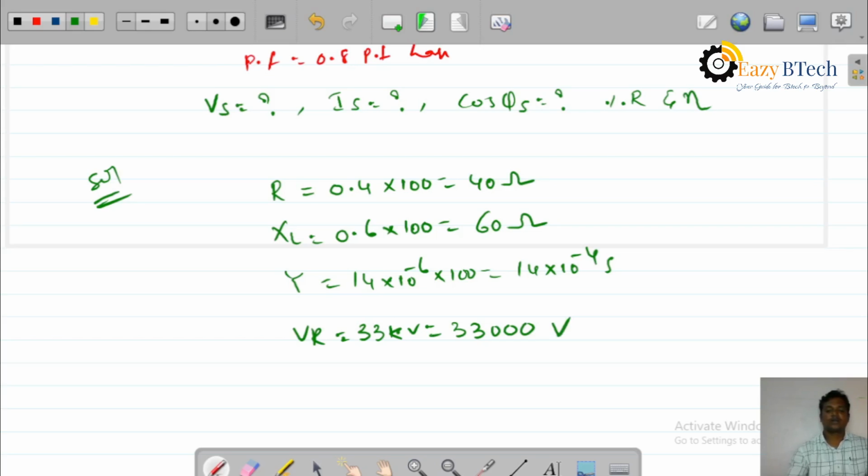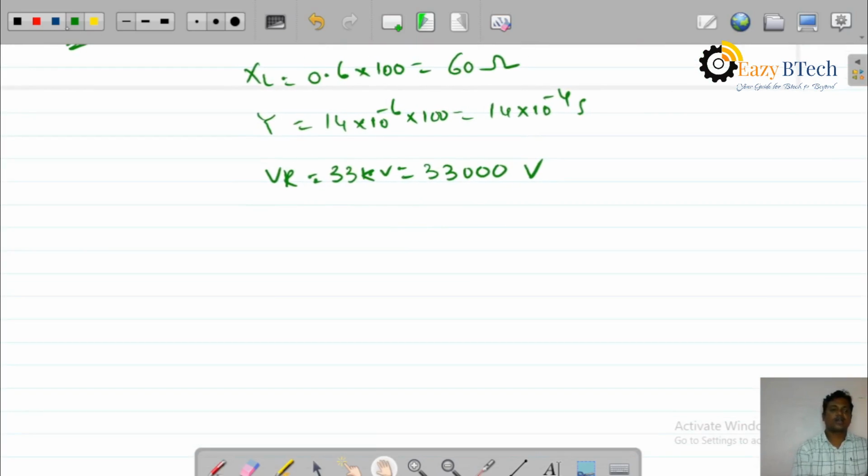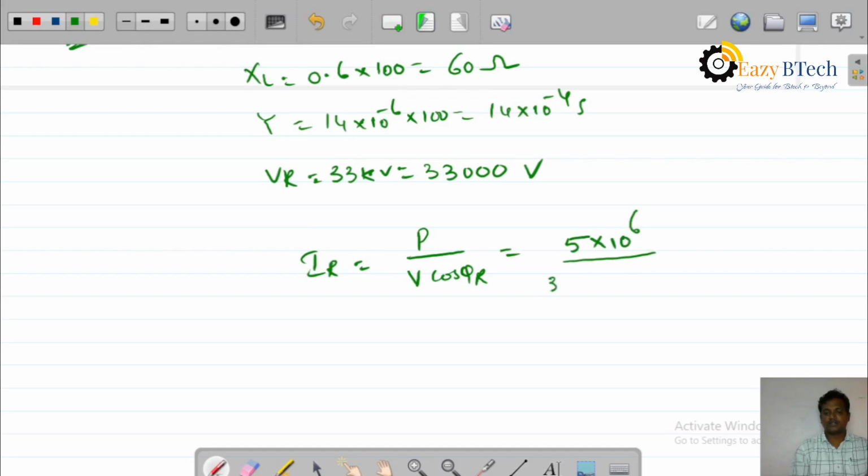Now, for calculating IS, the given load is 5 megawatt. Therefore, I will calculate the receiving end current I equals P by V cos phi R for single phase. It is 5 megawatt, 5 into 10 power 6, and V is 33,000 into 0.8. I will get the current equals 189.4 amperes.